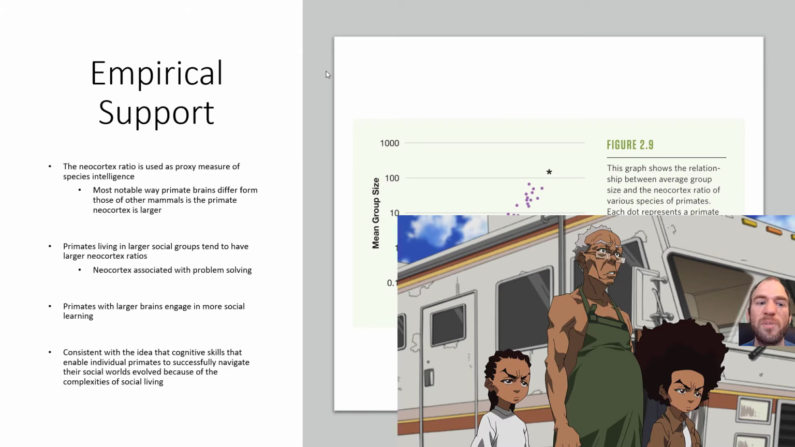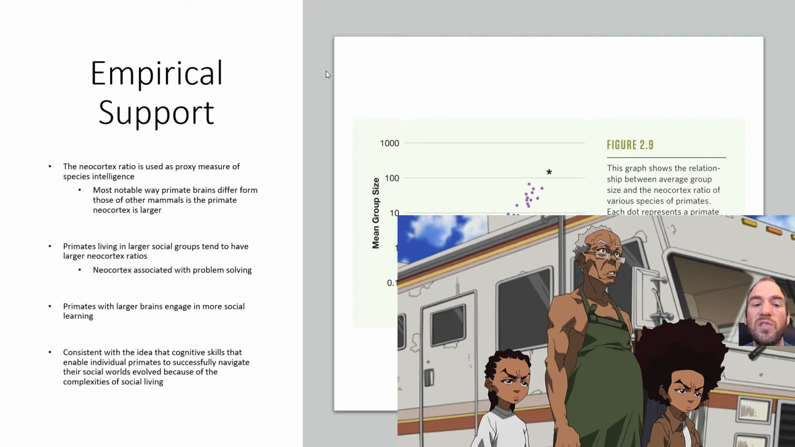And that number, specifically the neocortex ratio, is used as a proxy measure of species intelligence. It is the most notable way primate brains differ from those of other mammals: specifically, the primate neocortex is larger. Primates living in larger social groups tend to have larger neocortex ratios.